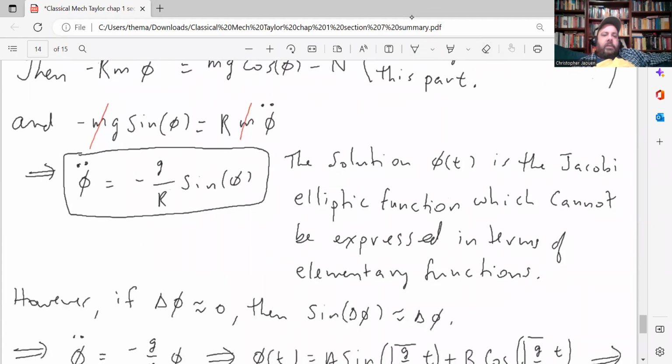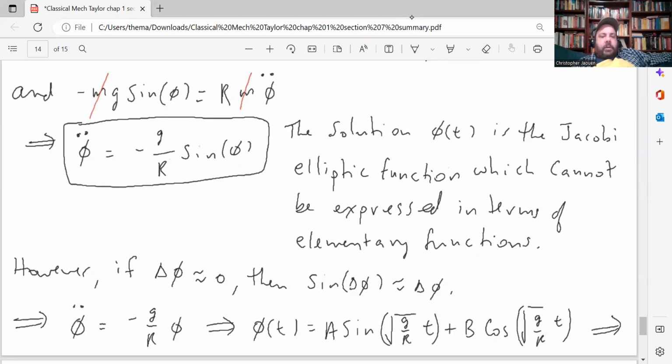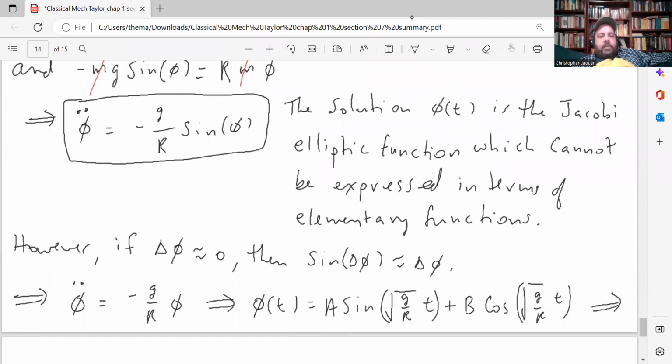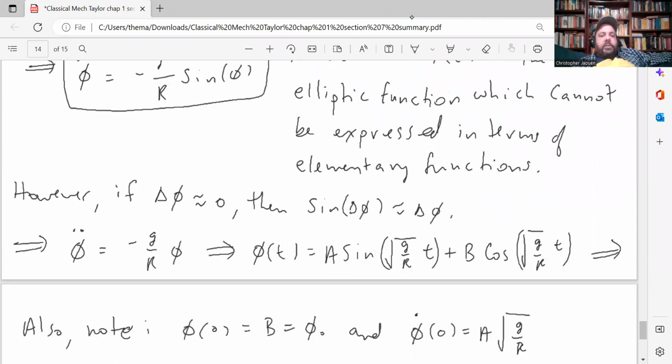it turns out that this is a really non-trivial differential equation. The solution is something called the Jacobi elliptic function, which you can't express in terms of elementary functions, but we can get an approximate solution to the differential equation by using the small angle formula. If the angle is tiny, close to 0, then if you remember from Calc 1, that means that sine of the angle is approximately equal to the angle. So as long as the angle is small, we can replace sine phi with phi. And then this is just an ordinary linear second order differential equation. It's even easier because it's homogeneous.